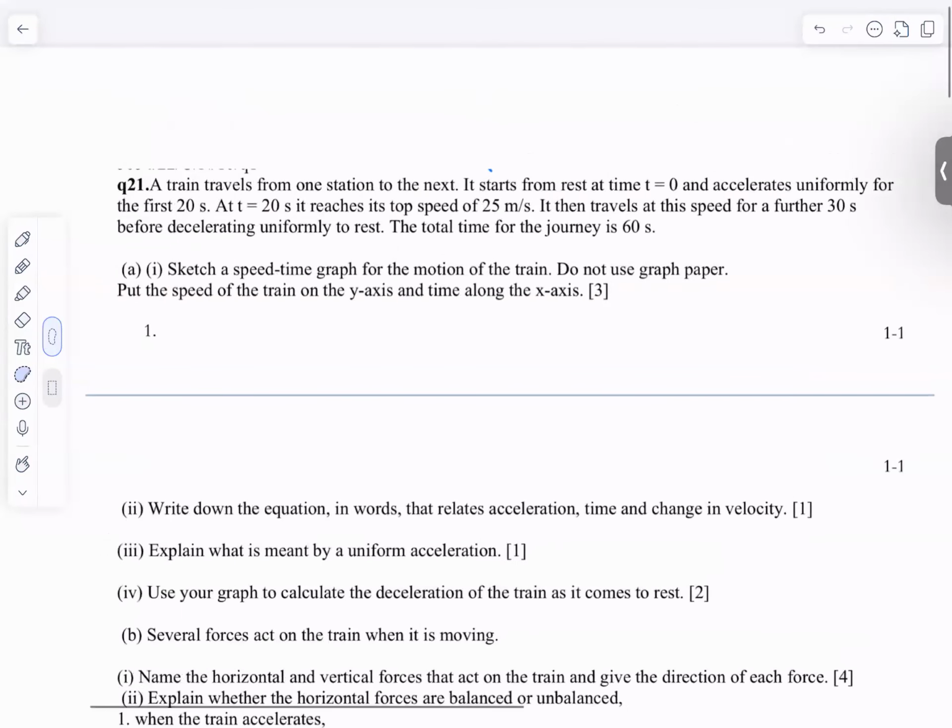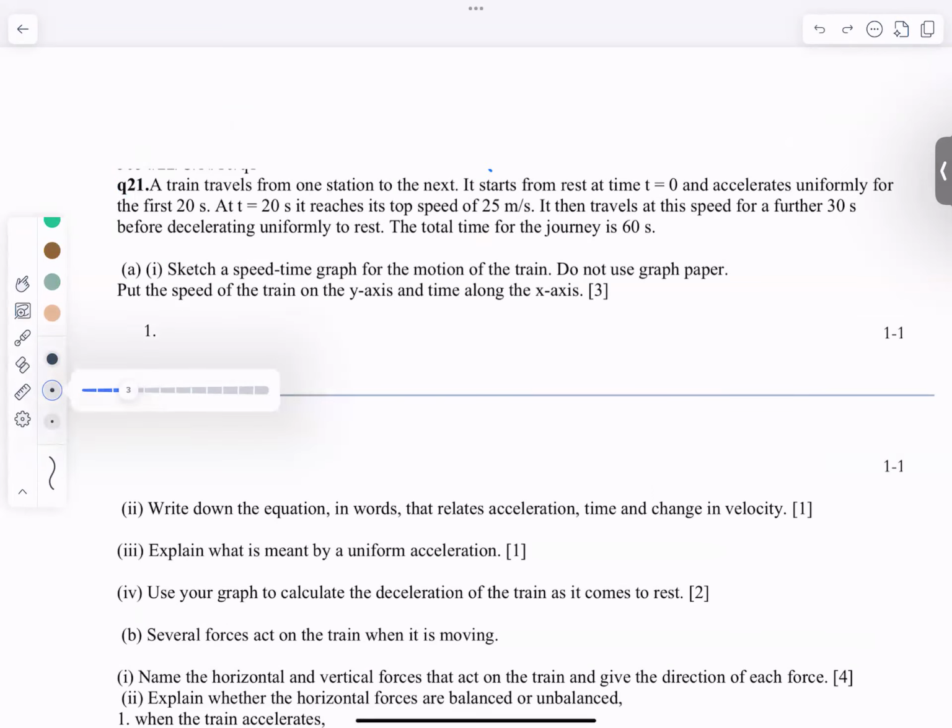We are doing question number 21. Question number 21 is: a train travels from one station to the next.